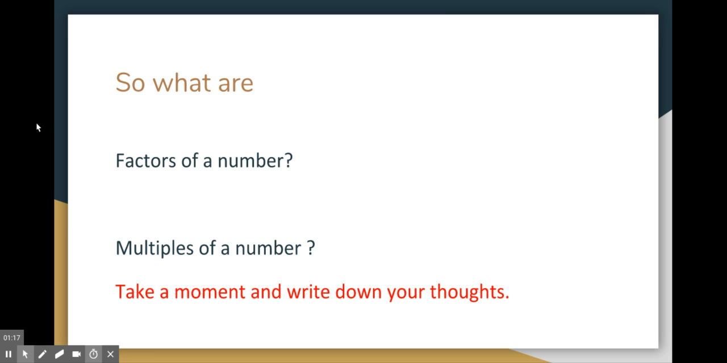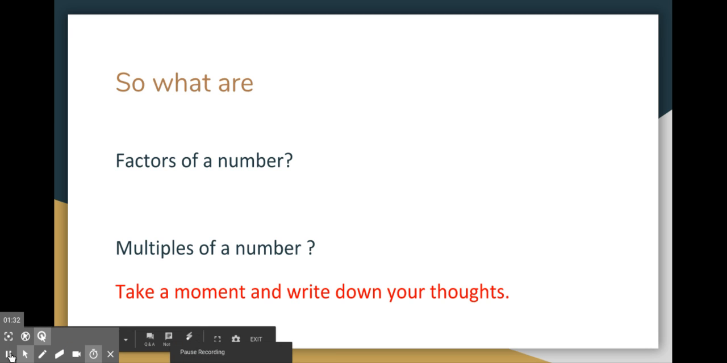So, what are factors of a number and what are multiples of a number? Pause the video for a second by clicking on this and write down your thoughts on a piece of paper.